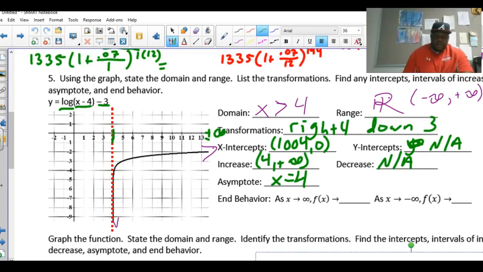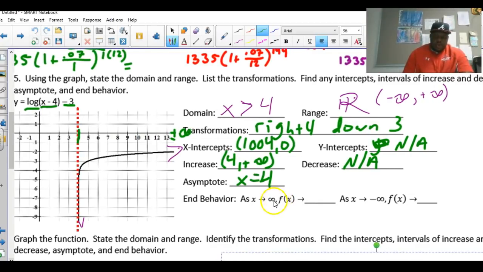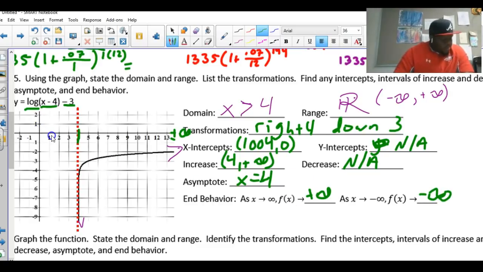Now end behavior. As x goes to positive infinity, which means as x goes to the right, where's the function going? Remember, it's going up slowly, so we're going to say positive infinity. And as x goes to the left, it approaches negative infinity. So as it's going down, we're going to say negative infinity. So that's problem 5.